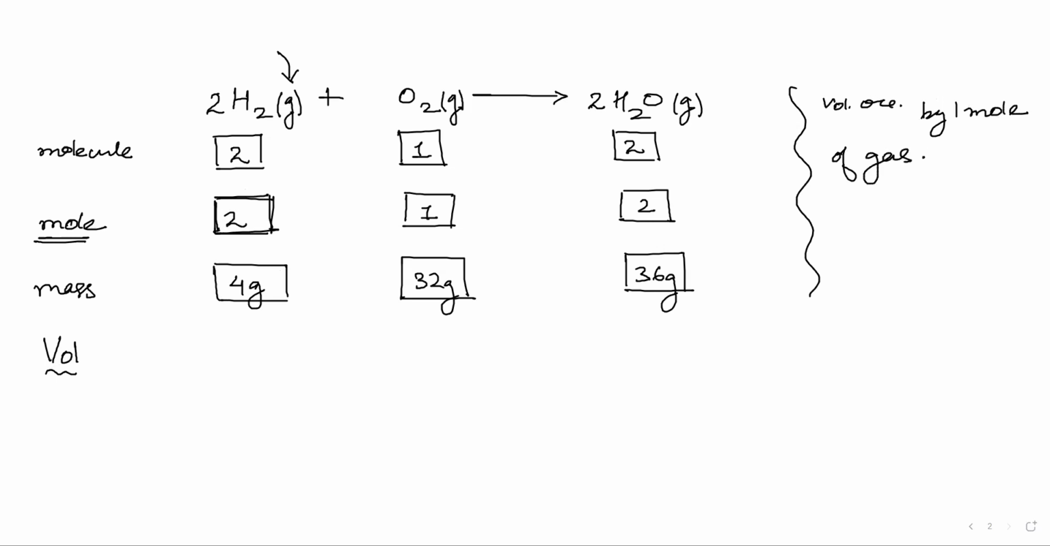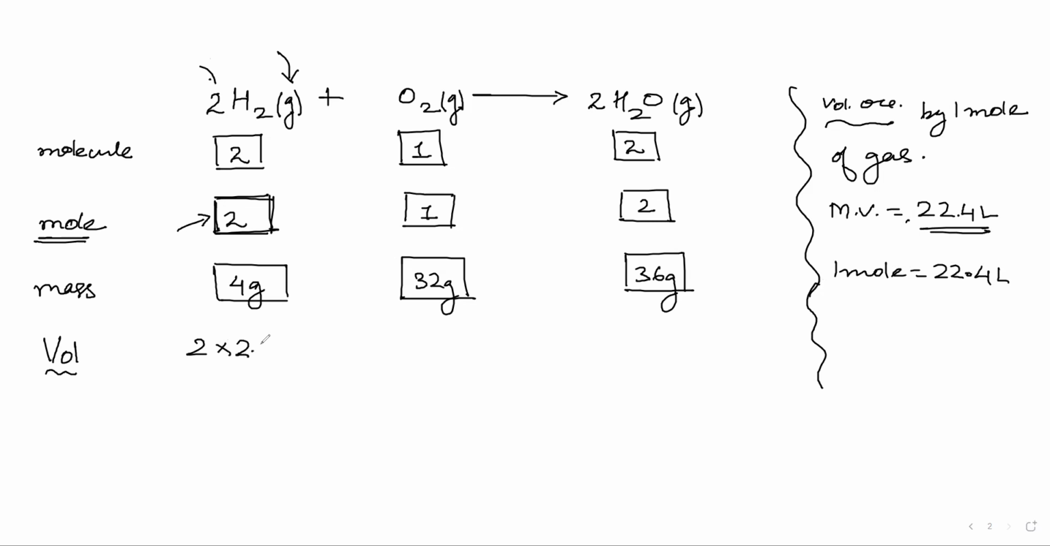And this molar volume is how much? Molar volume is equal to 22.4 liters, right? So whatever the gas be, if I have 1 mole of any gas, that will be equal to 22.4 liters. I have 2 moles of H2, so this will be 2 into 22.4 liters. Now, at STP is something that you have to keep in the back of your mind.